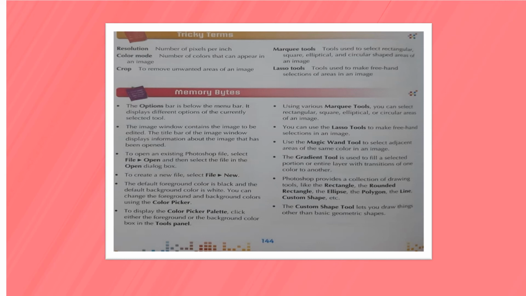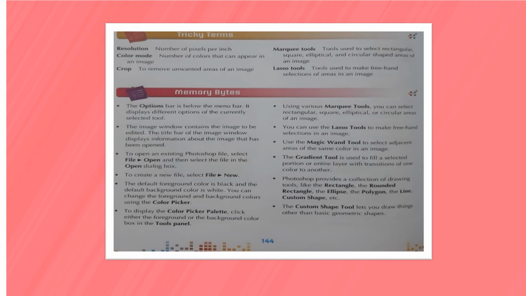The default foreground color is black and the default background color is white. You can also change the foreground and the background colors using the color picker. To display the color picker palette, click either the foreground or the background color box which is there in the tools panel. Using various marquee tools, you can select rectangular, square, elliptical or circular areas of an image. You can use the lasso tools to make freehand selections in an image. You can use the magic wand tool to select adjacent areas of the same color in an image.